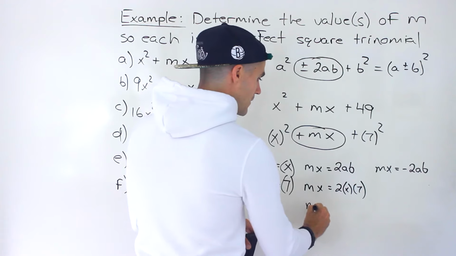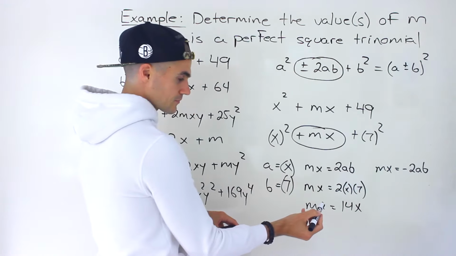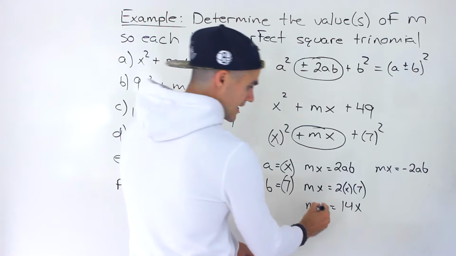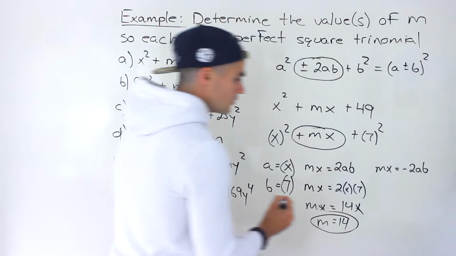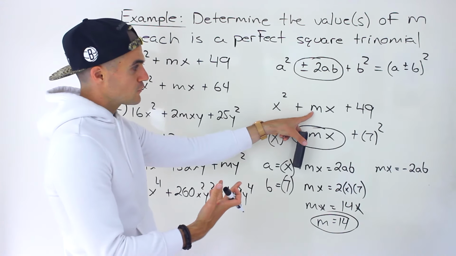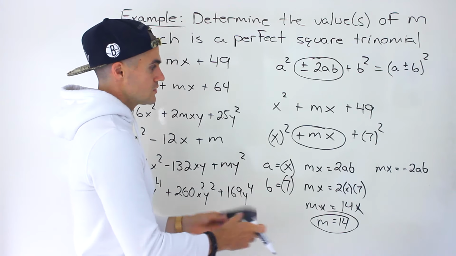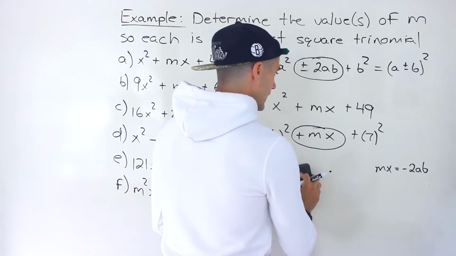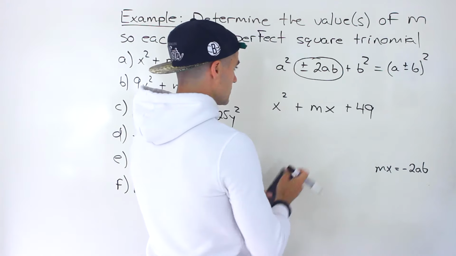So we'll have mx equals 2 times that a value of x times that b value of 7, like that. And we end up with mx equaling what's over here? 14x. And then notice mx equals 14x, the x's just cancel out. It's obvious to tell that the m value, one of the m values, is 14. So if this m value is 14, we're going to have a perfect square trinomial. And if you want, what you can do is you could take that m value, you could plug it in. I'll just leave this over here for now because there's going to be another m value.